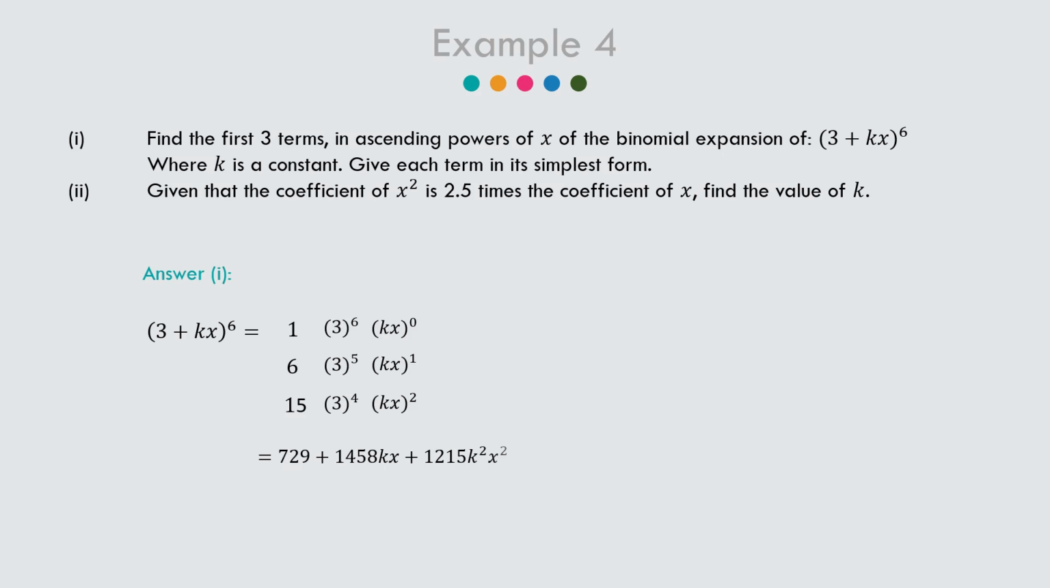To solve part 2, we need to find the value of k. We are told that the coefficient of x squared is 2.5 times the coefficient of x. So, if we multiply the coefficient of x by 2.5, it should be the same value as the coefficient of x squared. Now all we have to do is divide the coefficient of x squared by the coefficient of x to find the value of k. This gives us the answer 3.